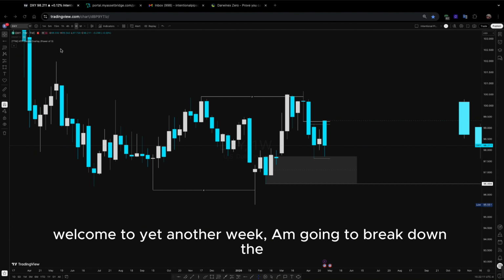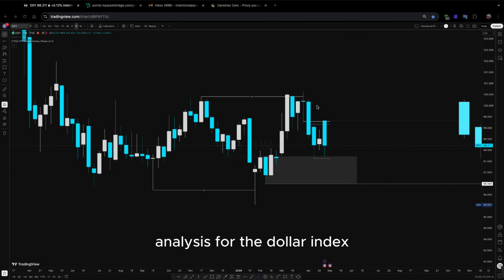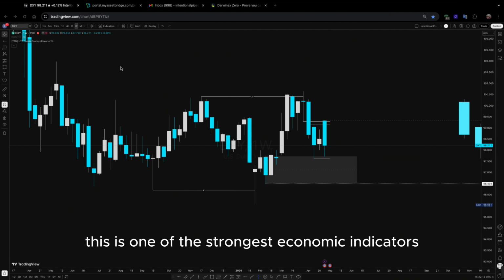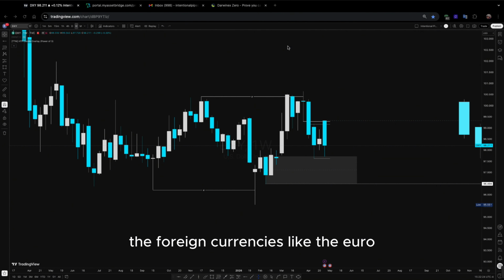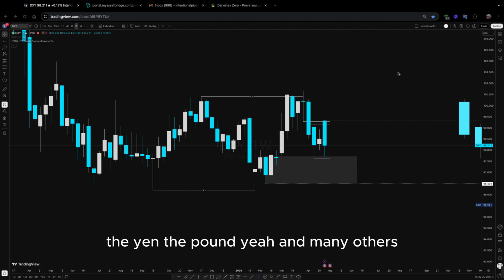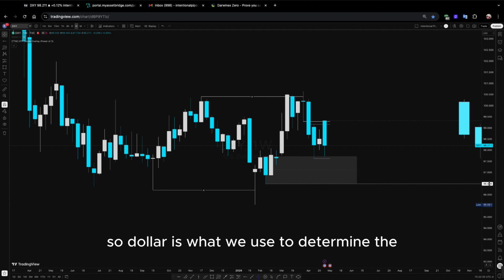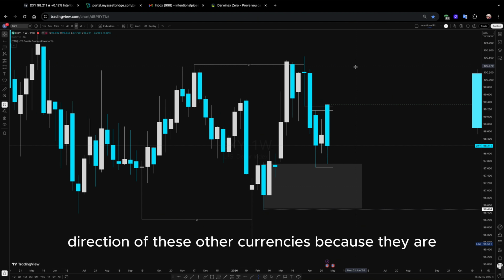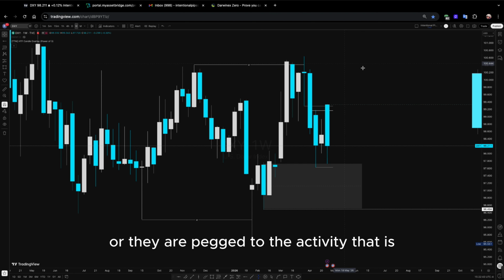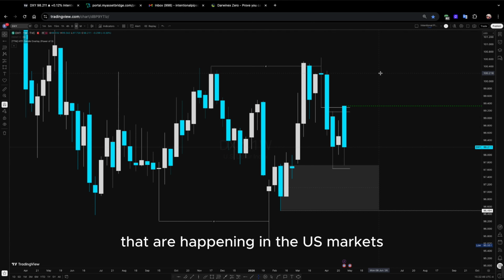We're going to break down the analysis for the dollar index. This is one of the strongest economic indicators that we use to determine the direction of the foreign currencies like the euro, the yen, the pound, and many others. So the dollar is what we use to determine the direction of these other currencies, because most of them are pegged to the dollar, or they are pegged to the activity that is happening in the US markets.